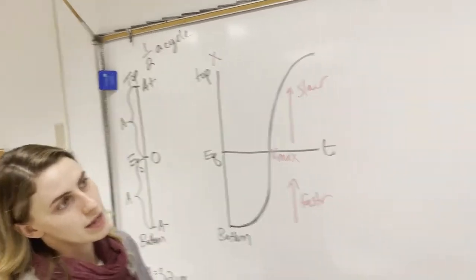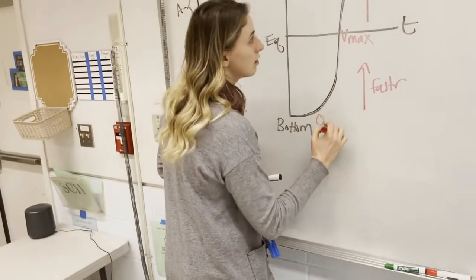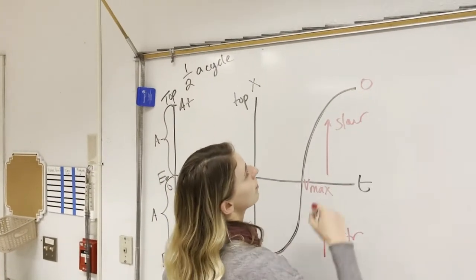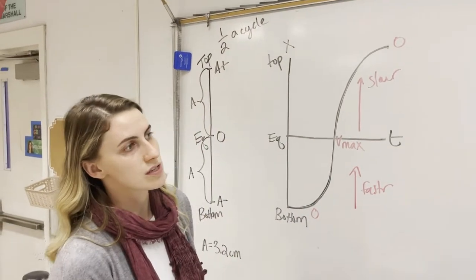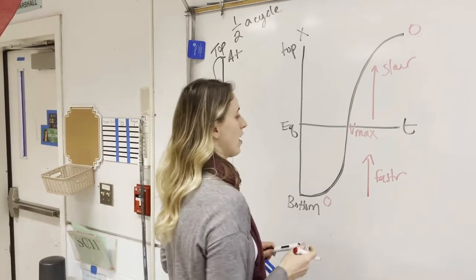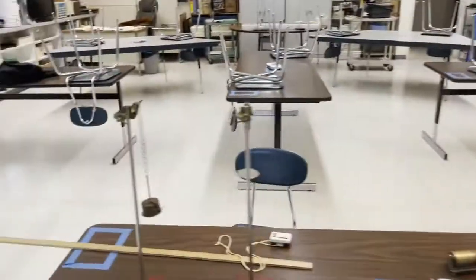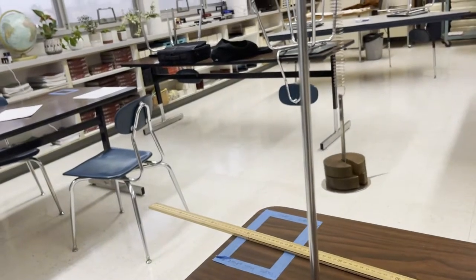Okay, what else we got? Where is it going the 0? So it's going 0 right here, and it's going 0 up there. And that's where it's going the slowest. And this is where it's slowing down, and this is where it's going faster. Is this making sense? Remember what we're talking about is this thing.